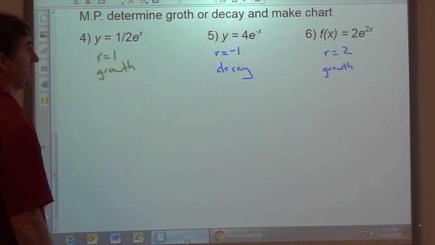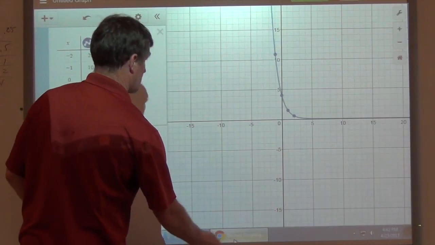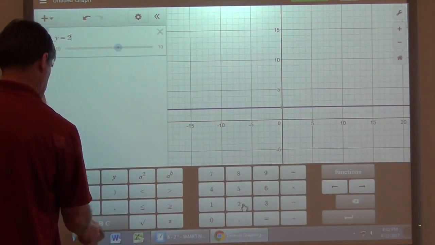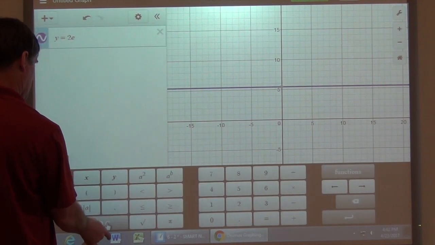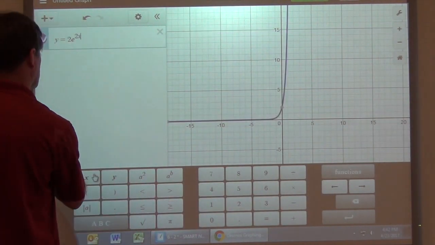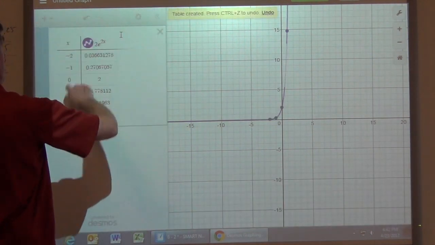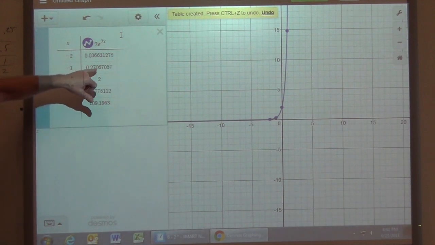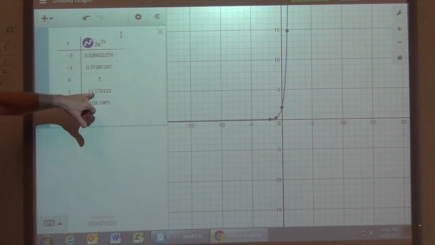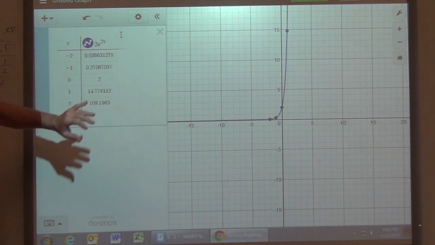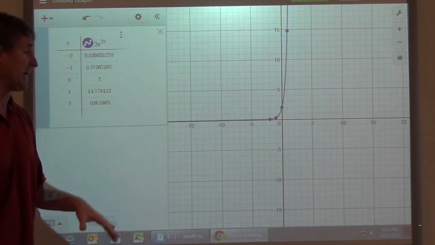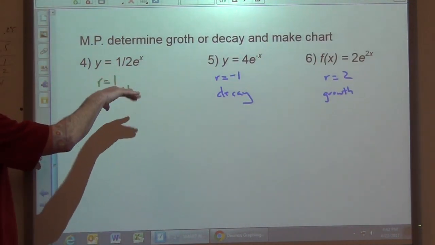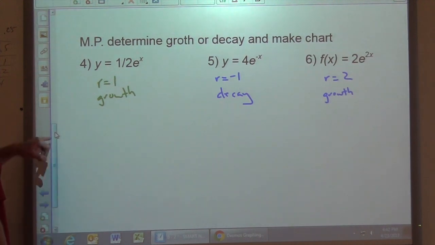And then the last one, y equals 2e to the 2x. So again, we get our table, and you should have had at -2, 0.04; -1, 0.2702; 1 at 14.78; and 2 at 109.2. So again, pretty easy to do. Plug it into the calculator, get the chart. Again, you just have to determine if it's growth or decay.